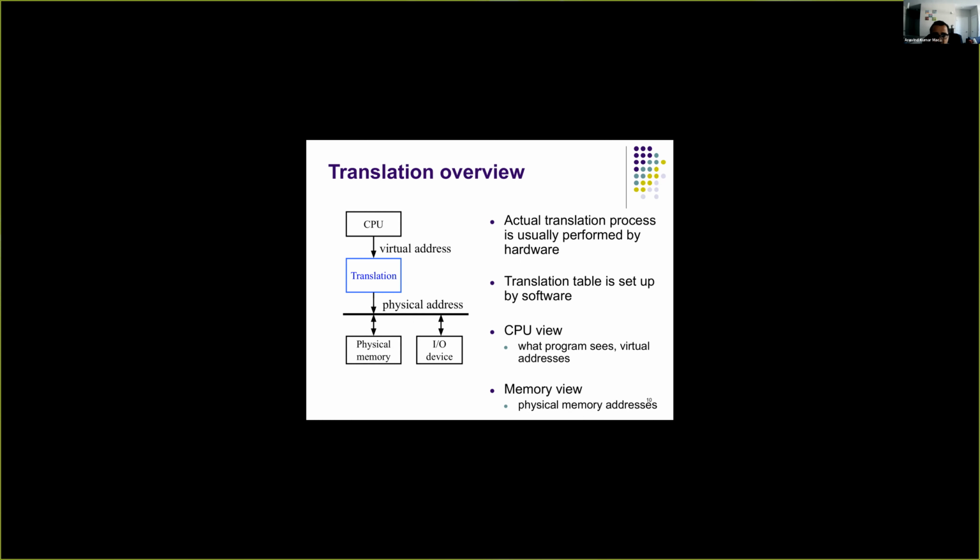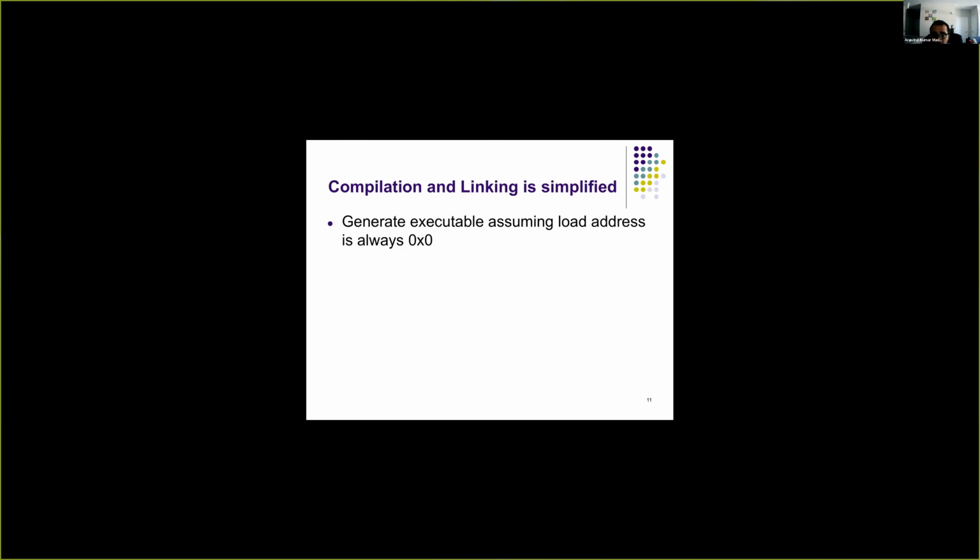And what are the different ways in which we can achieve translation? Before looking at that, having translation hardware also makes compilation and linking very simple, because of this translation hardware, the compiler and linker can just assume that a program always gets loaded at address 0, because the address gets translated on every reference. So the compiler always generates the program assuming that it gets loaded at address 0.